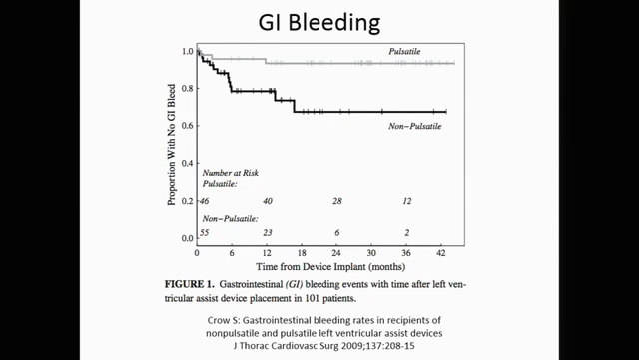GI bleeding, like I said, was the big surprise of the continuous flow devices. We believe that what happens is the absence of pulsatility produces angiodysplasia everywhere in the GI tract, perhaps everywhere in the body. And that's the major cause of GI bleeding in these people. Somewhere between 30% and 40% of people who have continuous flow devices will actually end up with a GI bleed.